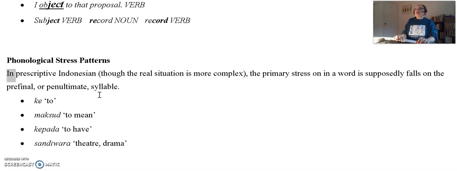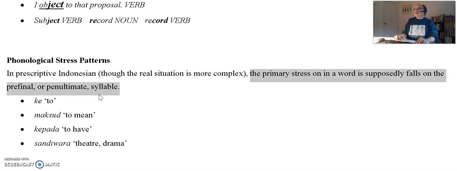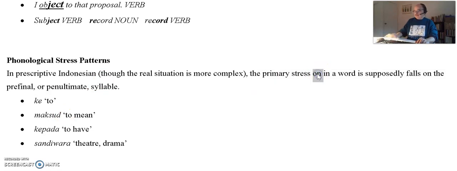In prescriptive Indonesian, the situation is more complex, and different linguists claim that there is not so much a pattern as is prescribed. But in prescriptive Indonesian, the primary stress in a word supposedly falls on the prefinal or penultimate syllable. Let's see what that means. Of course, in a word with one syllable, it's going to have a stress on that one syllable. So ka in Indonesian is two, and that has its own stress.